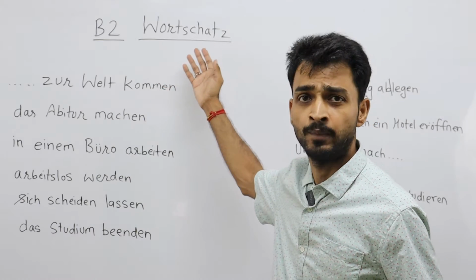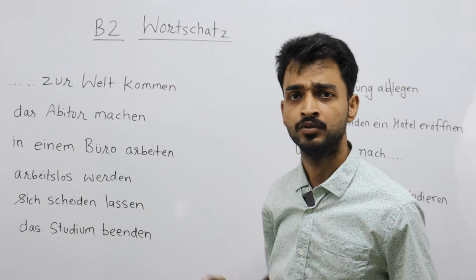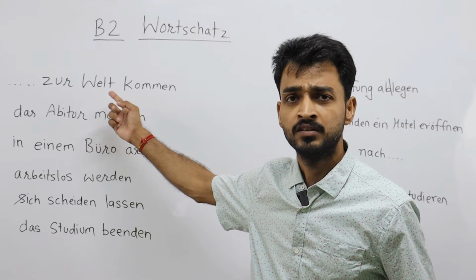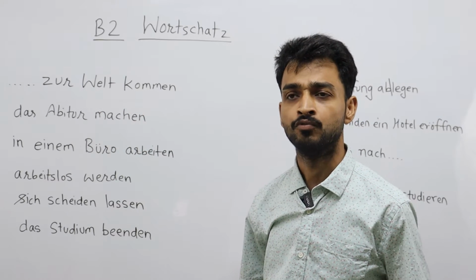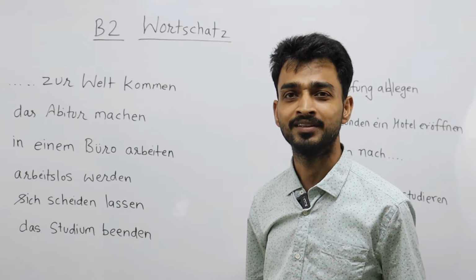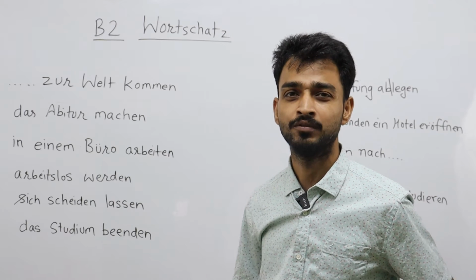B2 word charts, vocabulary. Word charts means vocabulary. First one is zur Welt kommen. Zur Welt kommen means when you are born, when somebody is born. This is the way of saying. This is called B2 level.